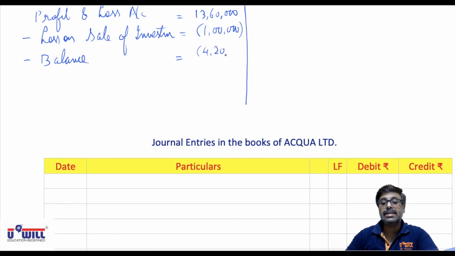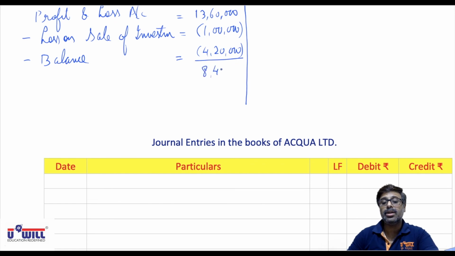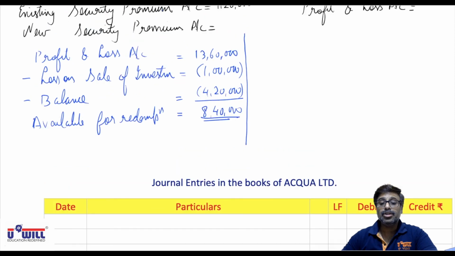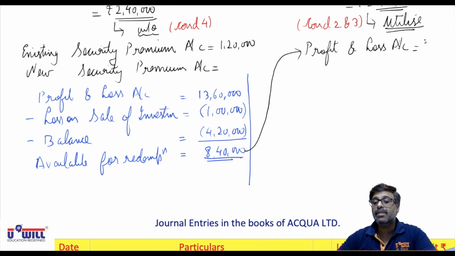Now 13,60,000 minus 1 lakh, 12,60,000 minus 4,20,000. So we can utilize only 8,40,000 for redemption. Okay, these are the profits available for redemption. What amount of profits are available for redemption? 8,40,000. So here the profits of the company which we will use and transfer to capital redemption reserve will be 8,40,000. Okay, they will be transferred to capital redemption reserve so that the total capital remains same.